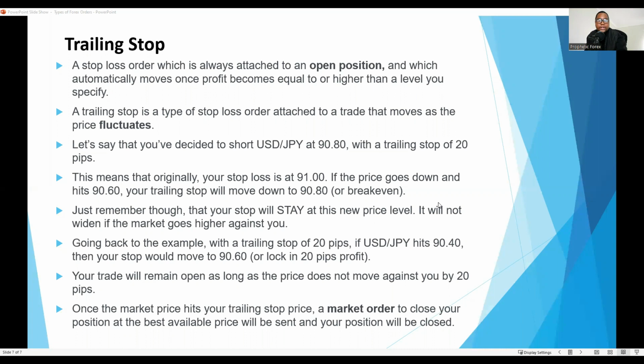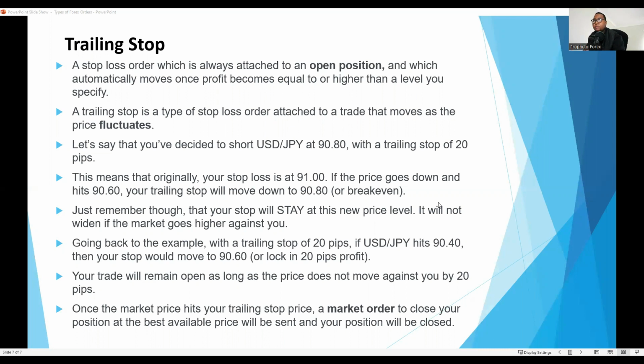Okay, so let's say you've decided to short on USD JPY at 90.80 with a trailing stop of 20 pips. So that means that your trailing stop will be at 90.60. This means that originally your stop loss is at, let's say, 91.00. And if price goes down and hits 90.60, your trailing stop will move down all the way to 90.80 or break even. Remember though that your stop will stay at the new price level and will not widen if the market goes against you.